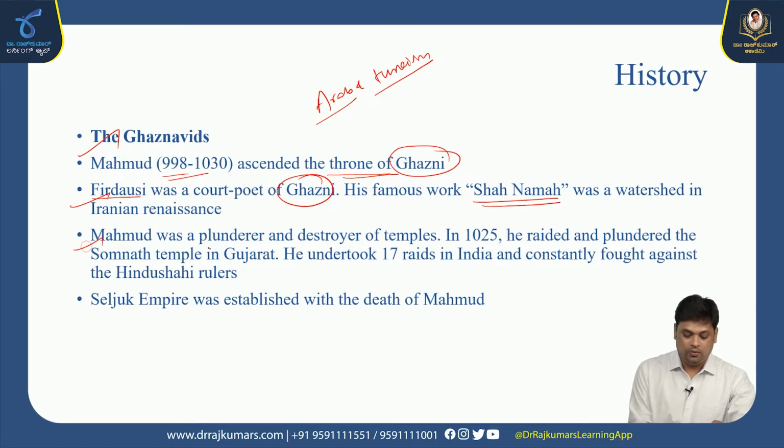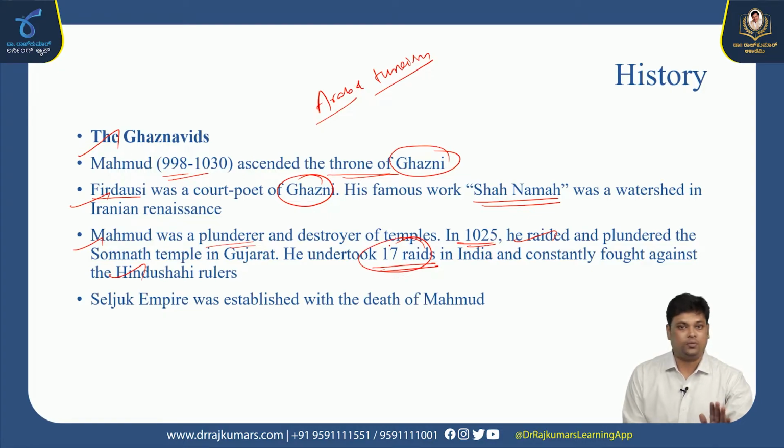Then, Muhammad was a plunderer. He always invaded India and destroyed temples. So, a plunderer and destroyer. How many times? Around 17 raids he made against India. He constantly fought against the Hindu Sahi rulers here in India. In 1025 he raided and plundered the Somnath temple in Gujarat. Apart from that, around 17 raids he made against the Indian subcontinent.